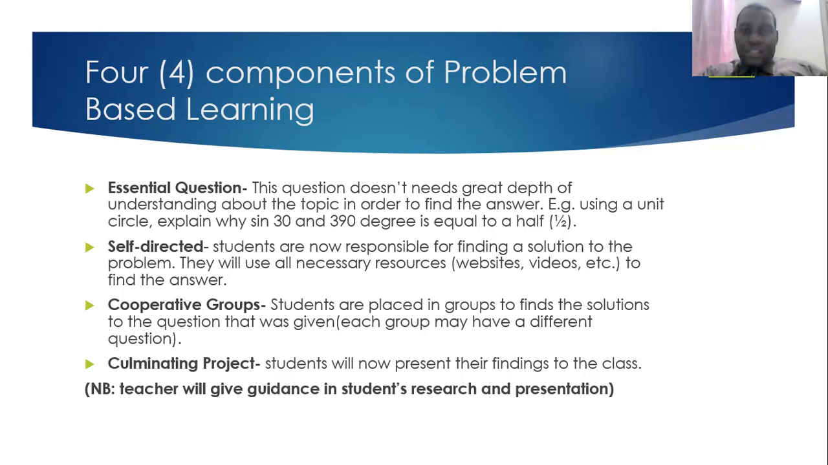And finally, it's the culminating stage, the culminating project. Students will now present their findings to the class. So everyone comes together and everyone is learning. What you find in your research, you come and share it. What I find, I come and share it. And together we all learn.